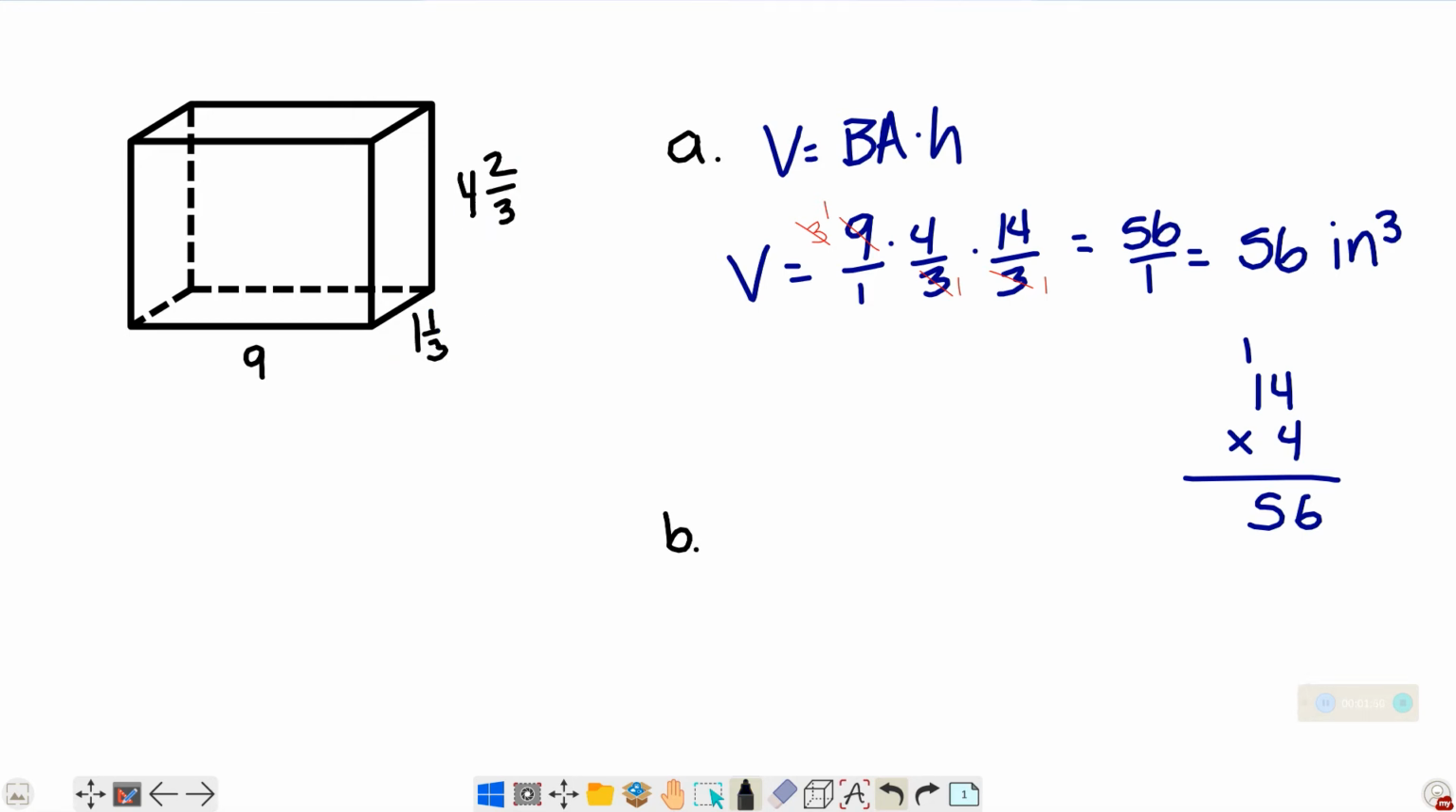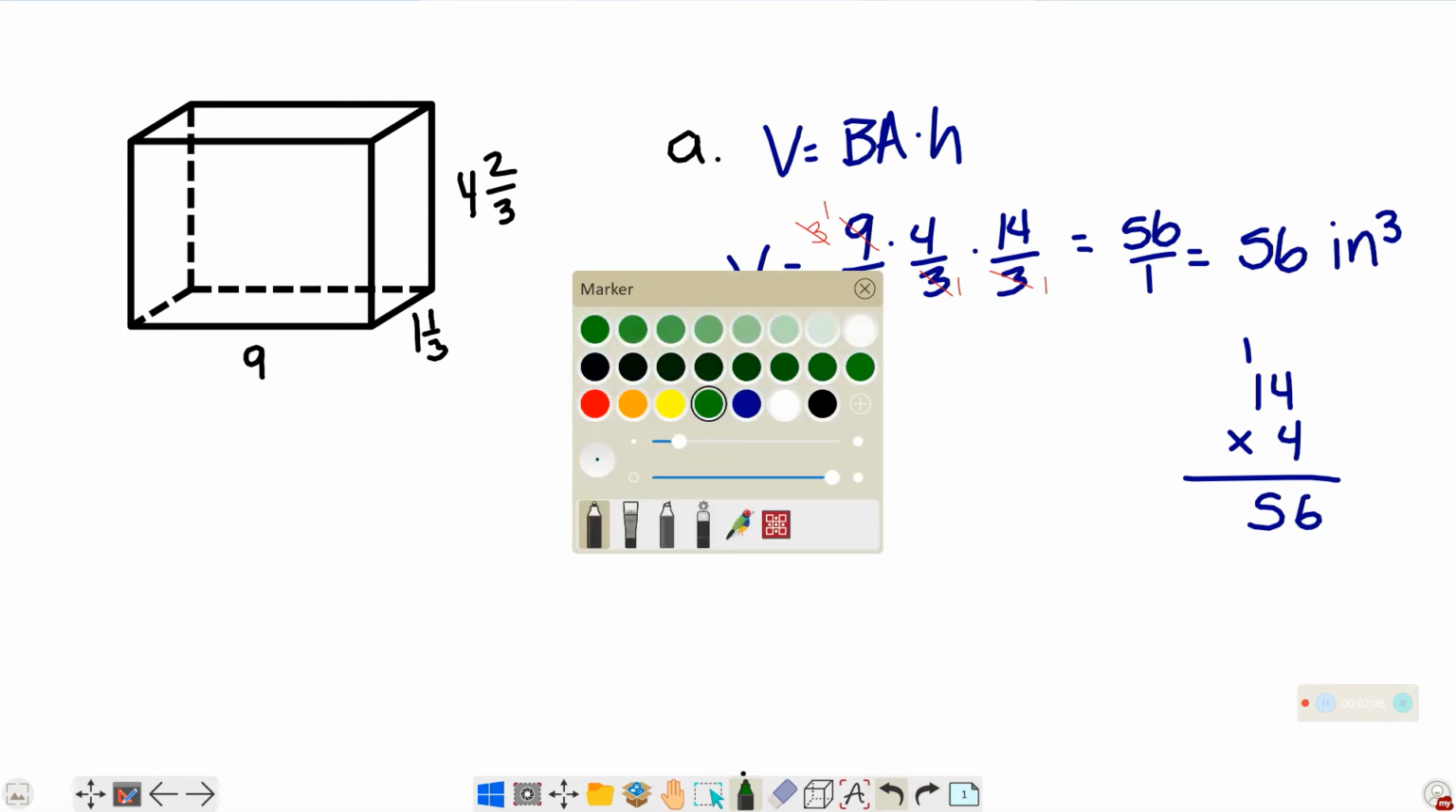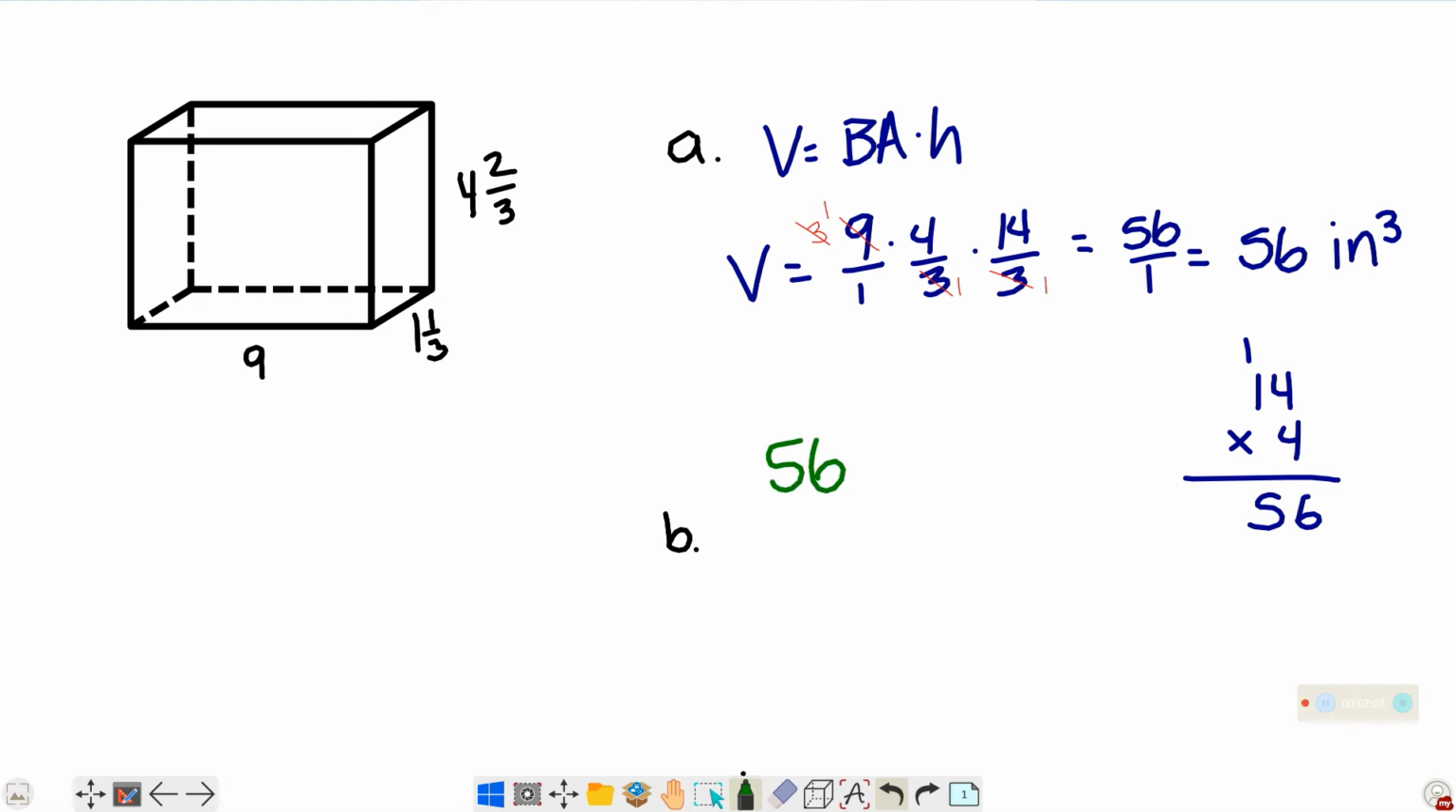B says, Linda fills the rectangular prism with cubes that have a side length of 1/3 inch. How many cubes does she need to fill the space in a rectangular prism? Since she had a volume of 56, oops, we're going to change the color. Since she had a volume of 56, and there are now side lengths of 1/3 for the cubes, it takes 3 to make a whole.